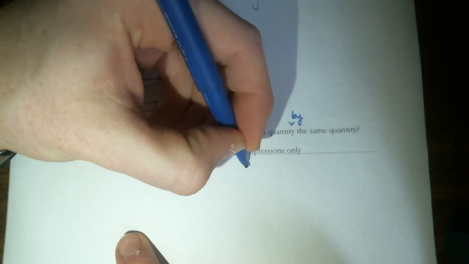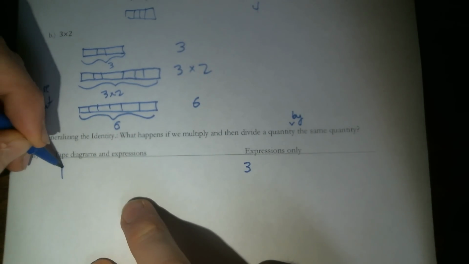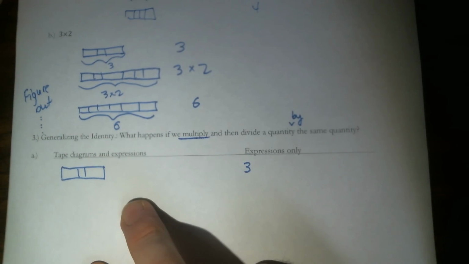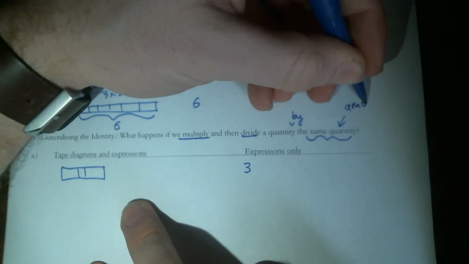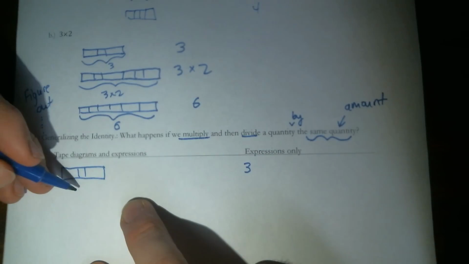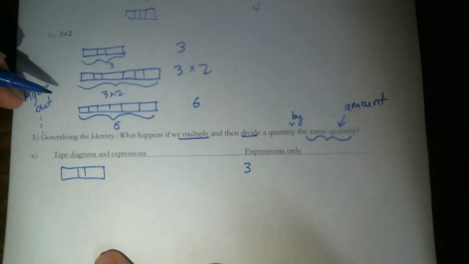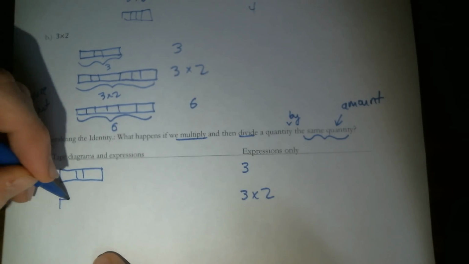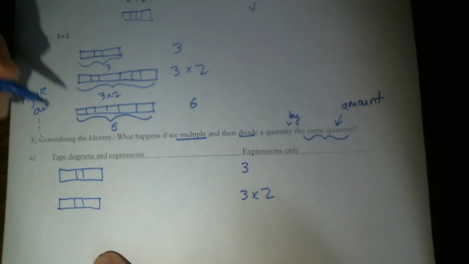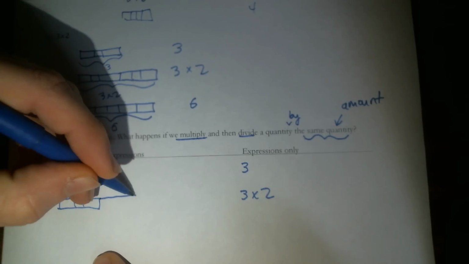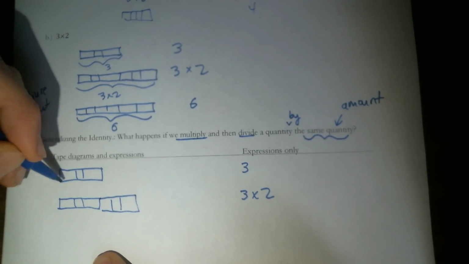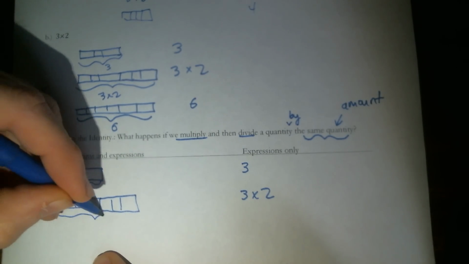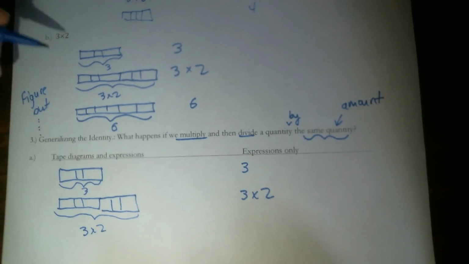So let's start with 3. So here's my 3. It says we're going to first multiply it, then we're going to divide it by the same quantity. Quantity meaning amount. So let's multiply it first. Let's do 3 times 2. Now you know what that's going to equal. Let's draw it though. 3, multiply it 2 times. So that means I need 2 of them. So here we go. This would represent 3. This would represent 3 times 2.